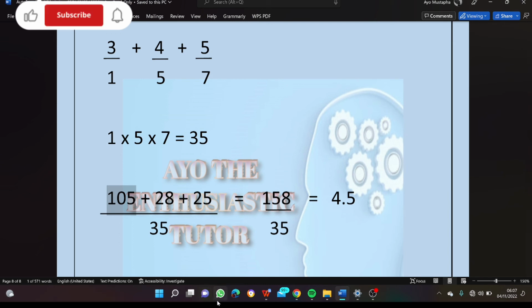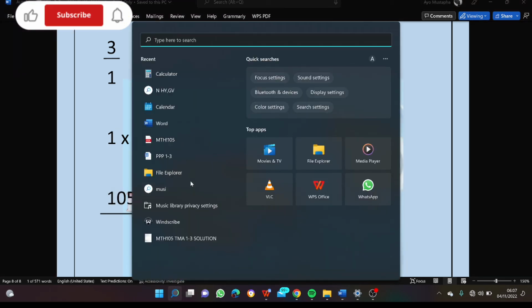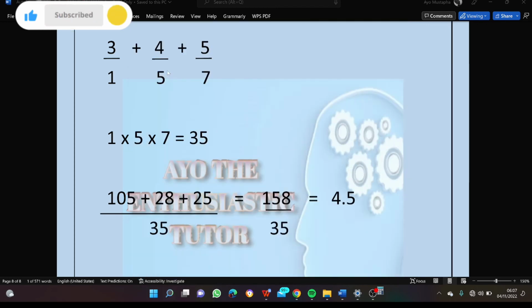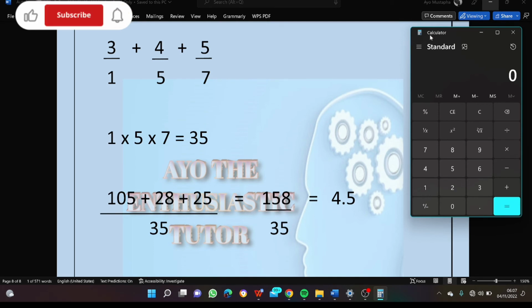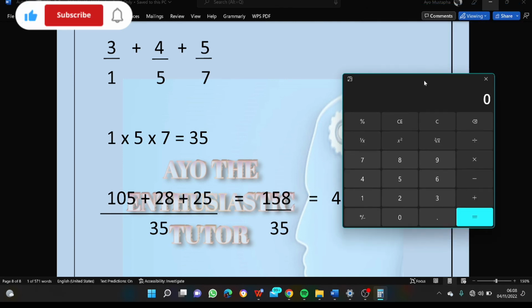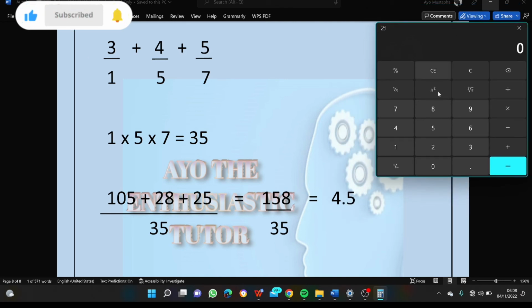Let me bring forward my calculator. Let me explain how I arrived at that. We have 35 multiplied by 3. So that's how we arrive at our 105.